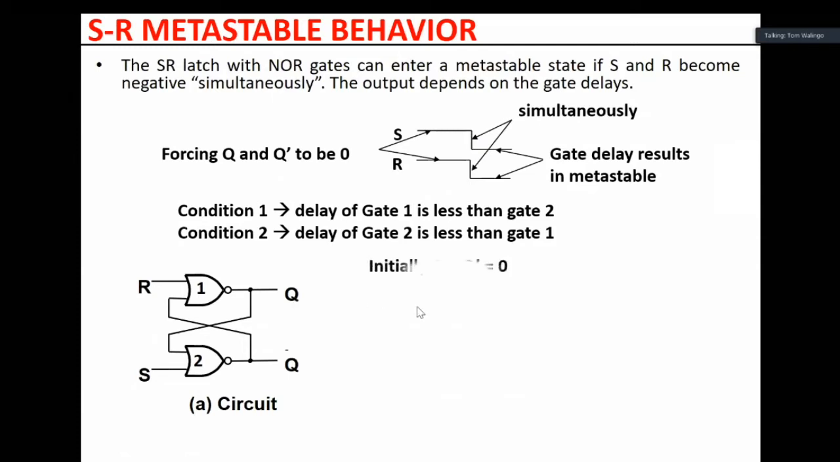Initially, Q and Q complement, assume they are both 0, 0. And S and R go to 1 at the same time. And gate 1 is faster than gate 2. What will be Q? I will need an answer there.